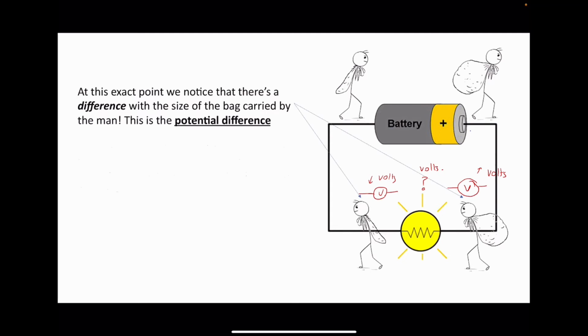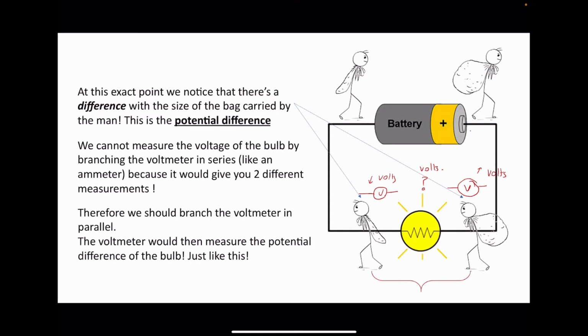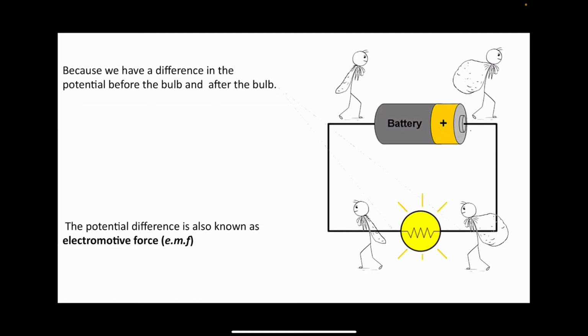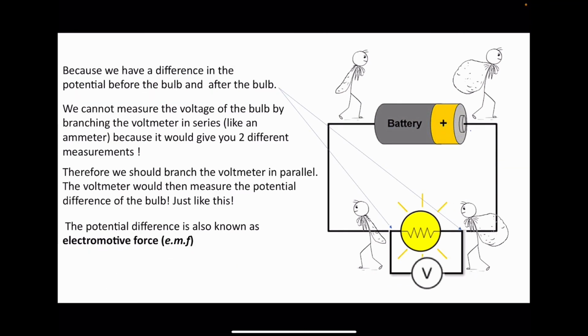And this is what we call the potential difference, because there is a difference before and after. And so we should branch a voltmeter in parallel, which means that one end is before and one end is after, and the reading on the voltmeter will give us the potential difference of the bulb in volts.